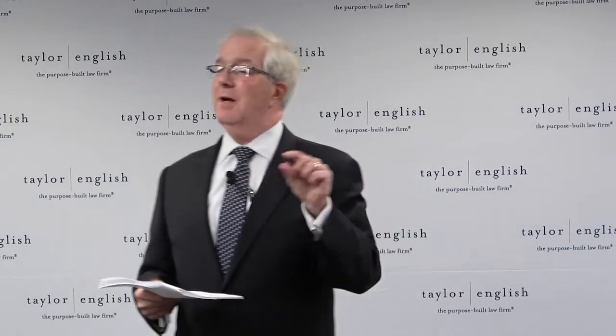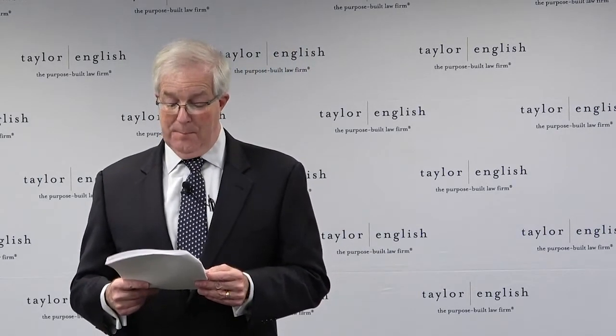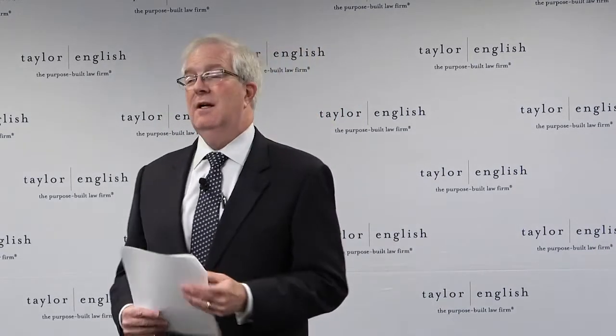Okay, reading on in Iqbal, Rule 8 marks a notable and generous departure from the hyper-technical code pleading regime of the prior era. So that's referring back to before the Federal Rules of Civil Procedure. So Rule 8 of the Federal Rules of Civil Procedure came in, and we had notice pleading rather than what they called fact pleading and demurrers. But it does not unlock the doors to discovery for a plaintiff armed with nothing more than conclusions.